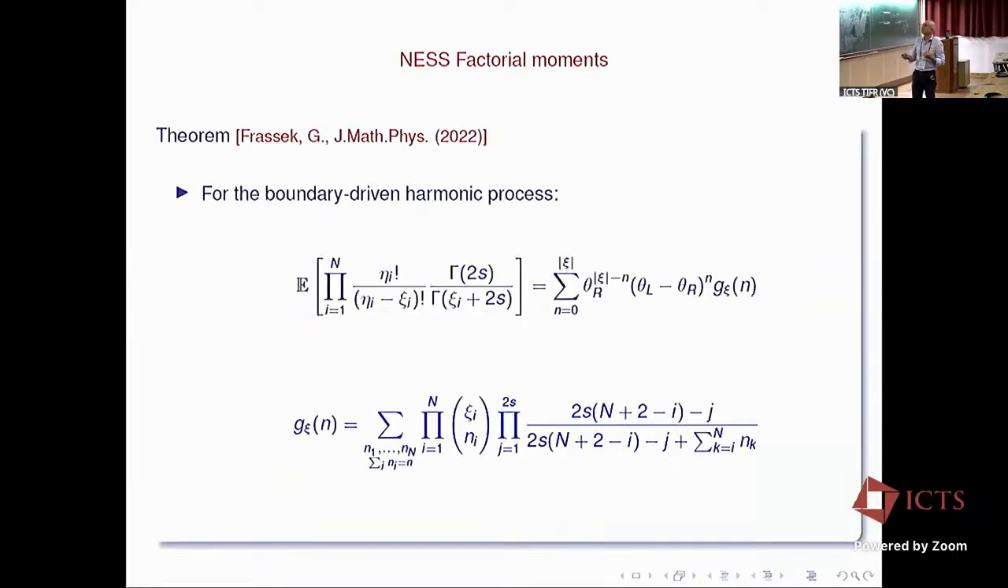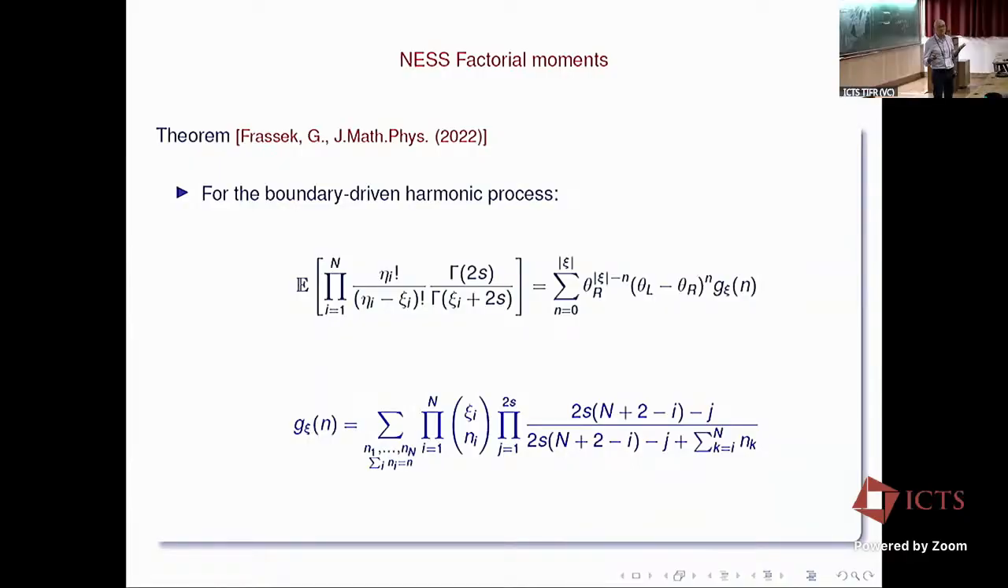You can produce an expression for all these factorial moments, which is a polynomial in the two parameters, left and right, with explicit coefficients. You can start to recognize some structure here, there are partitions and so on, but it's still substantially complicated. So the next step was to put these moments into a generating function.